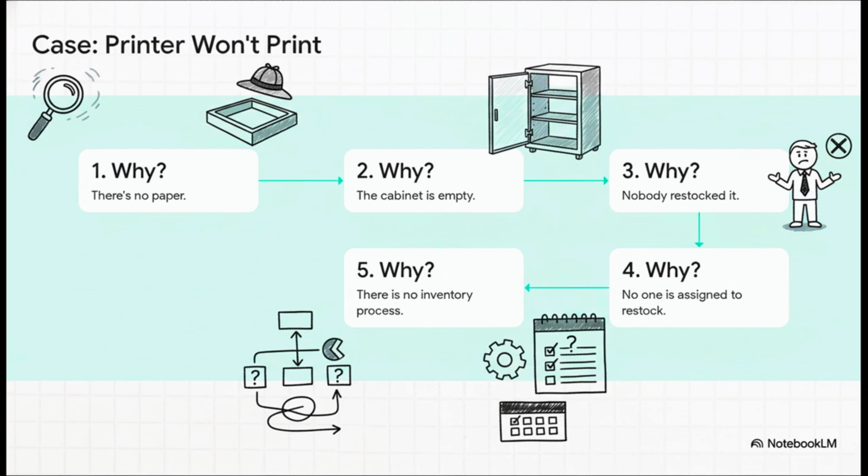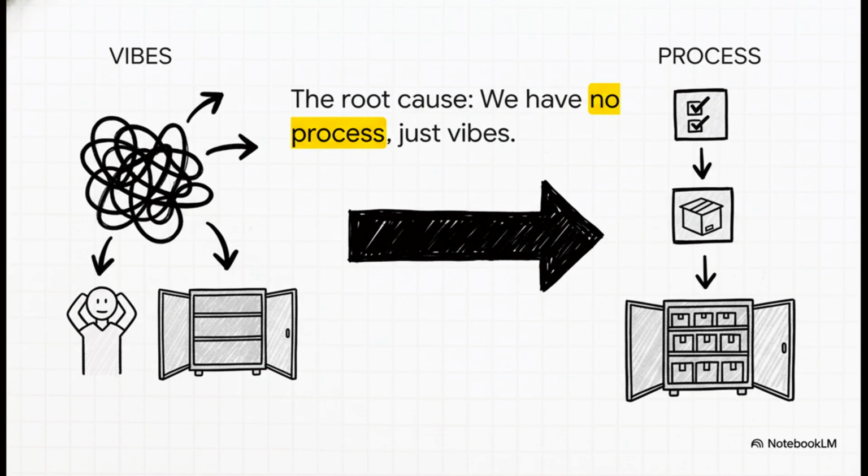See what's happening? We're peeling back the layers of this onion, one why at a time, to get past the symptoms. And there it is, the root cause. The problem was never the lack of paper. The problem was the lack of a process. The entire system for keeping the printer stocked was basically just running on good intentions, or vibes. Now that you know that, you can build a real inventory system and solve this problem for good.